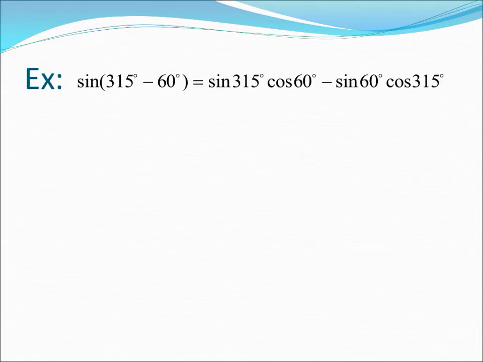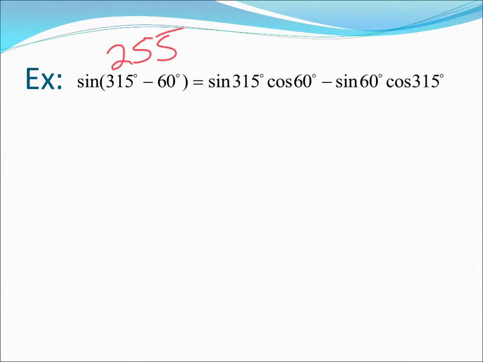Alright, so for our first example, we have the sine of 315 minus 60. Now if I actually subtracted 60 from 315, then I would get the angle of 255. And that is an angle that is not on a unit circle, so I can't evaluate that. But by using our difference formula, we can.